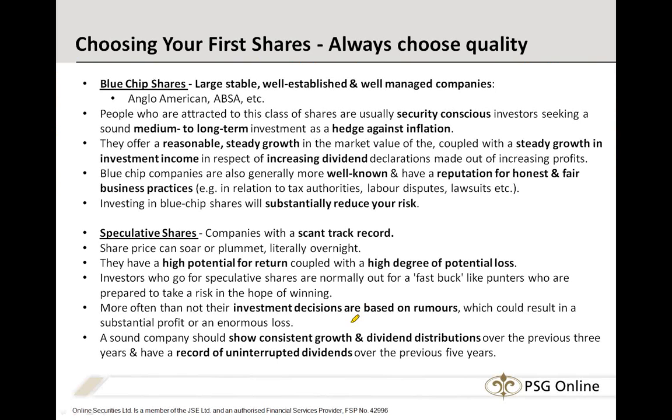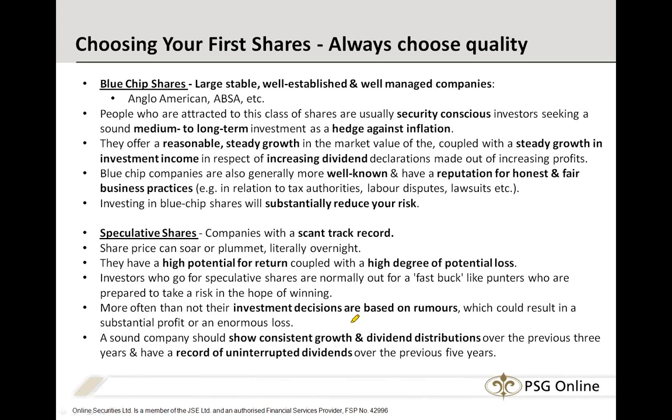Choosing your first shares, I suggest always choose quality. We talk about blue chip shares. These are companies been around for a long time. These are stable, well-established, well-managed companies. Obviously, these are companies that are hedged against inflation. They're growing slowly. They're more mature. So we're also paying out dividends. Most of the time, they're well-known, more reputable companies out there, the APSAs and the Anglo-Americans and things like that. But buying into these blue chip shares obviously will substantially reduce your risk. So these are better quality stocks in the market.